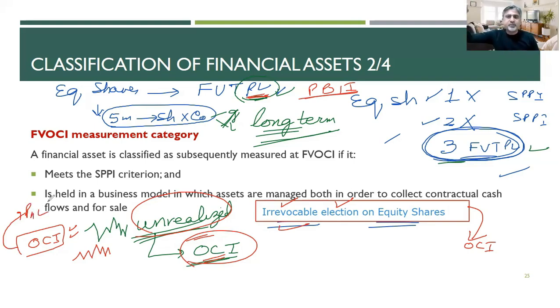You have gross profit, below gross profit, you call it other income. So that is called recycling. Recycling of gains from OCI to P&L. This is normally the case.